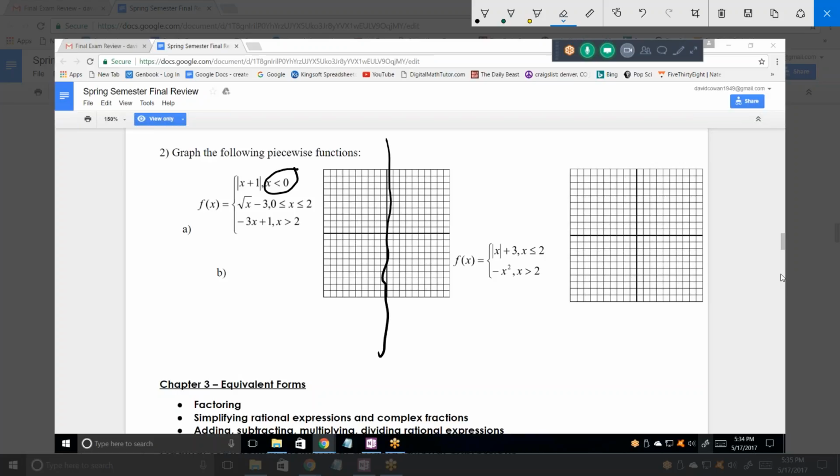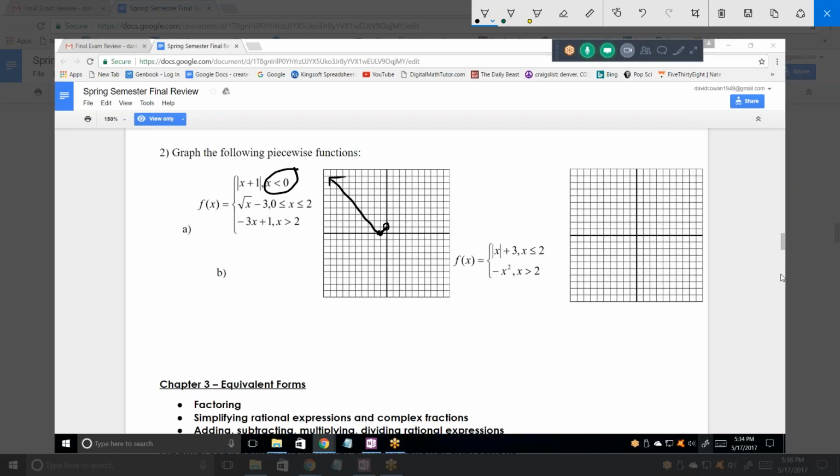Well, the absolute value of x plus 1 has a vertex right there. And it's shaped like a V. Well, I got that much of the V, but this much only goes to there. You with me? Yeah. And it's an open zero right there, because it's only when it's less than 1 is it this function.